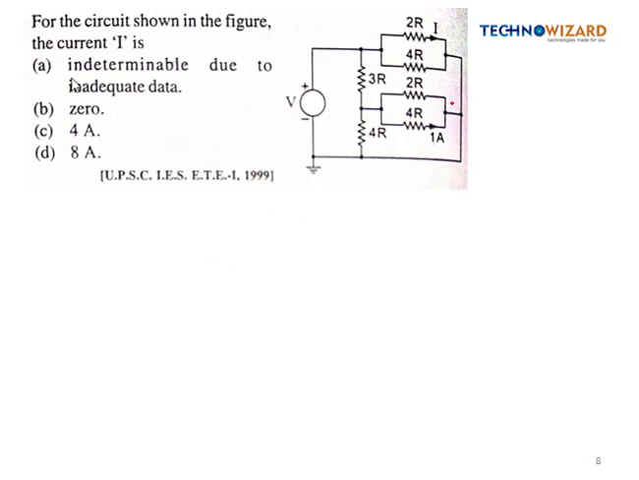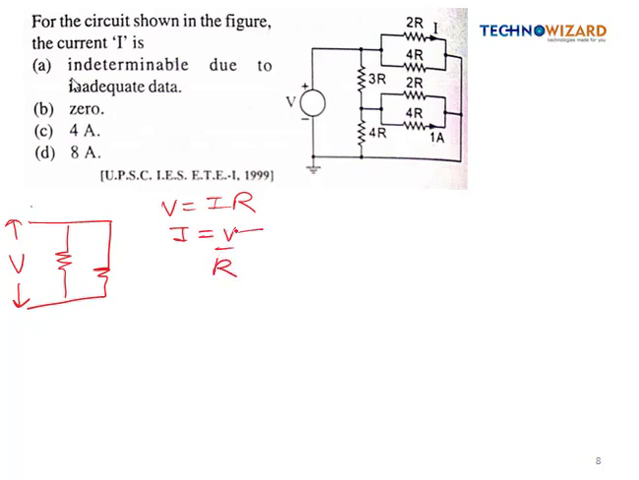Here we know that these two resistances 2R and 4R are connected in parallel, right. So if two resistances are connected in parallel, the voltage across them will remain constant, right. Voltage is equal to I into R from Ohm's law. So we know that current is equal to V by R. As the voltage is constant because they are connected in parallel, current will be inversely proportional to R.